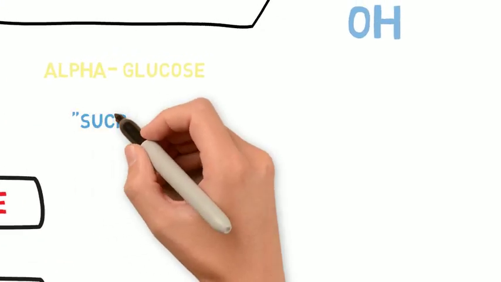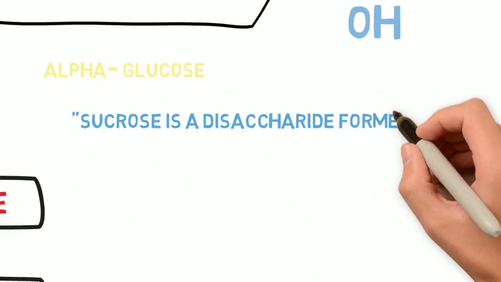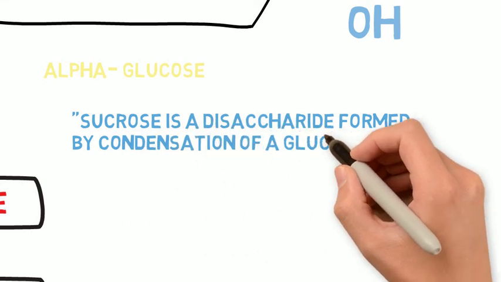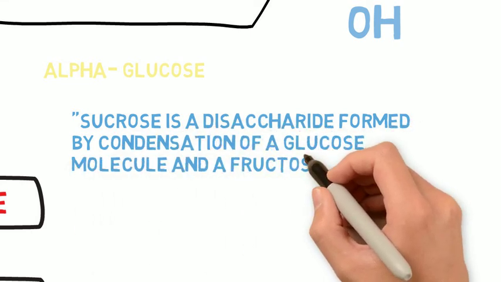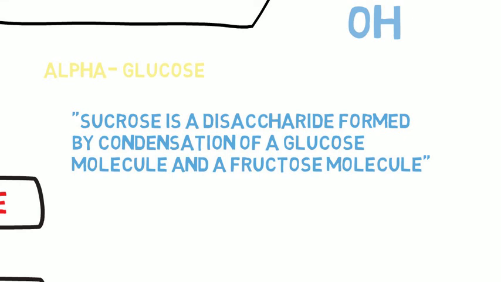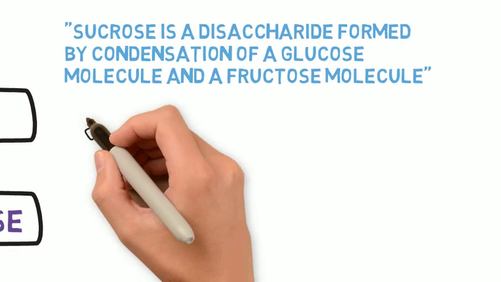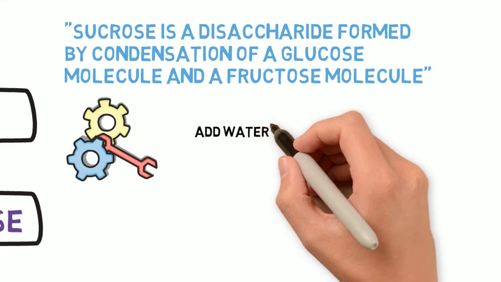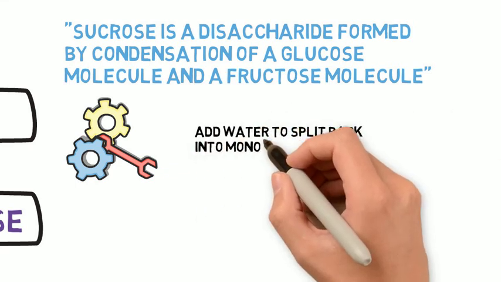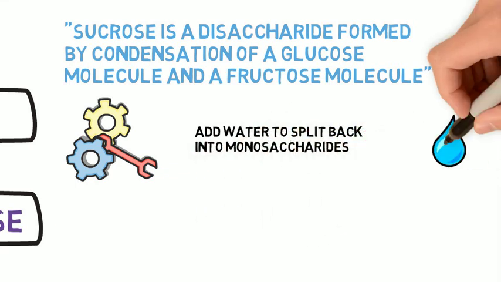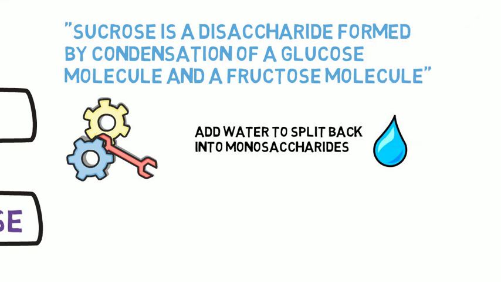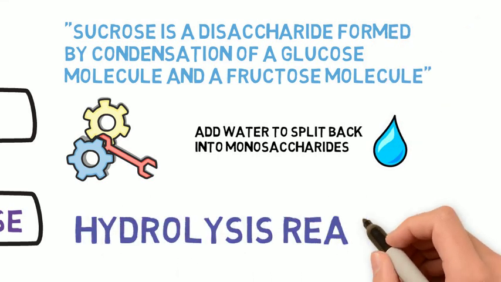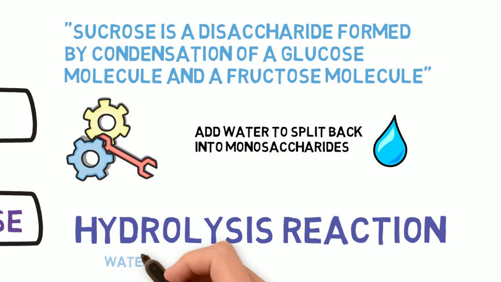Now if you were to be asked in an exam to explain this, this is the wording that you'd have to use. You'd have to say sucrose is a disaccharide, for example, just using sucrose, formed by a condensation reaction of a glucose molecule and a fructose molecule. Now these disaccharides are formed by a condensation reaction, by taking water out. So if we wanted to split the disaccharides back into monosaccharides, we need to do the opposite and add water. This is called a hydrolysis reaction. Hydro meaning water and lysis meaning splitting.